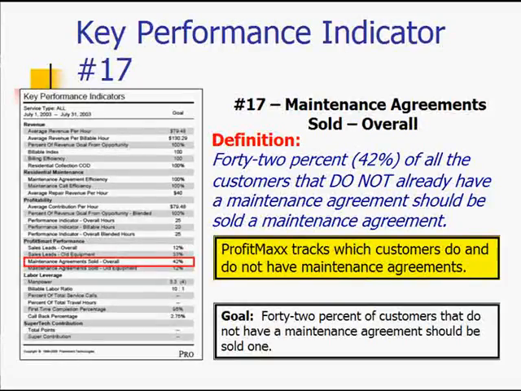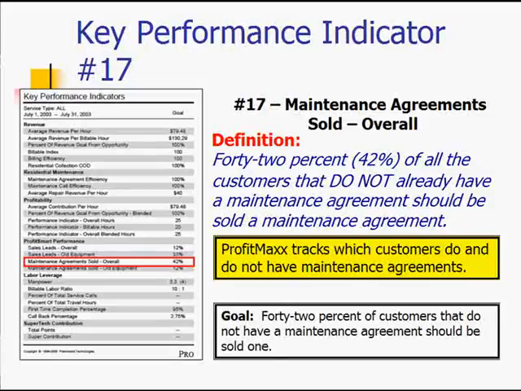Key performance indicator number 17 is maintenance agreements sold overall. Now, if you've been in the industry very long, you've heard a number floating around the industry that says, hey, of all the calls a tech goes on, 25% of those should be turned into a maintenance agreement. Well, that's not really fair when you think about it, because if a technician goes out and he has 5 calls today and every one of those customers already has a maintenance agreement, how's he going to hit that number?